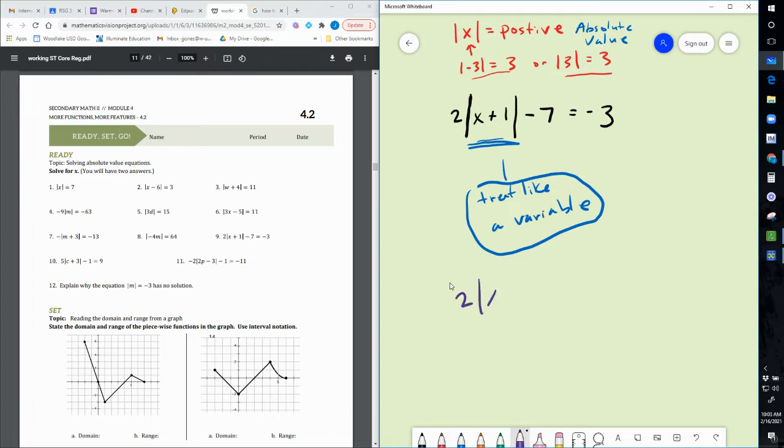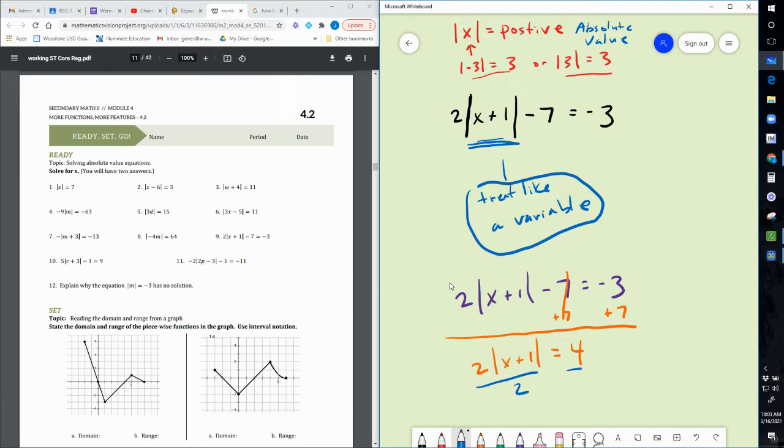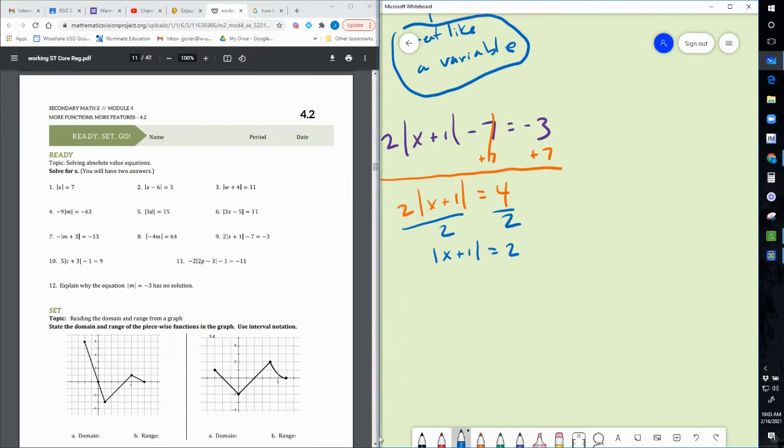So I'm going to rewrite this. And we're going to go ahead and do what we got to do to get the absolute value by itself. Okay, so the first thing I want to do is add 7 to both sides. And we get 2 absolute value x plus 1 equals 4. And now we have to divide both sides by 2. And we get the absolute value of x plus 1 equals 4 divided by 2 is 2. So now we just have this. Okay, this is what we have. We have gotten the absolute value by itself.